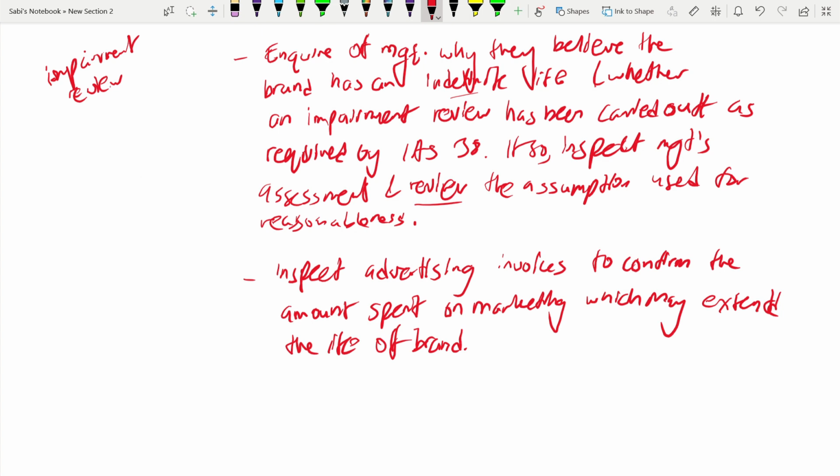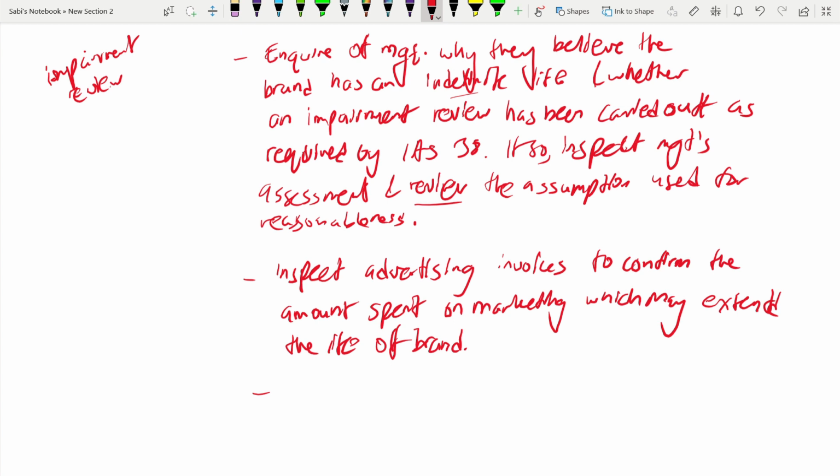Okay, and it also demonstrates that your brand has a strength. Okay, by supporting it with marketing activity, because we told that brand has an indefinite life, so it supports that assumption also. If you spend on marketing and you can support it with the increase in brand's life.